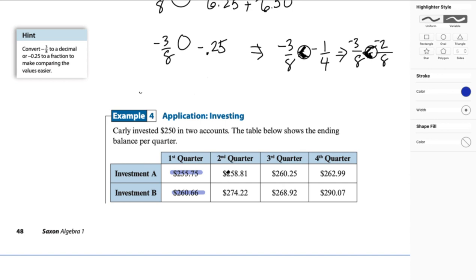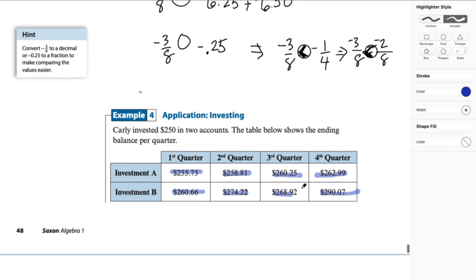So we can see that over a year, that's 4 quarters of a year, in the first investment, $262 was her final balance, and therefore she made, what would that be? $12.99 over the year. And in investment B, over the year, it looks like she ended up with $290.07, which is about a $40 investment growth over the year. So let's see what the question is.